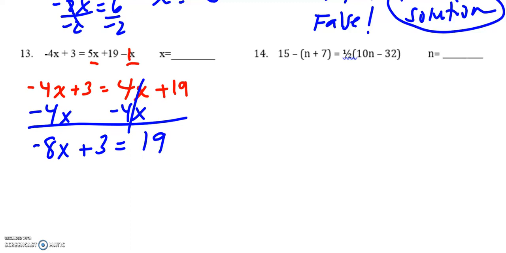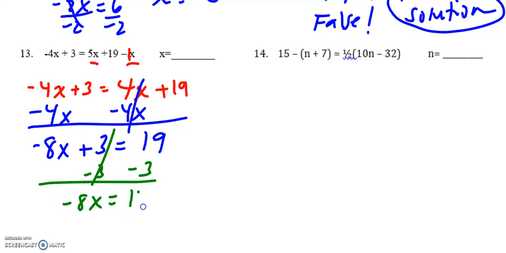If I keep solving, I would subtract 3. Negative 8x equals 16. Divide by negative 8. So x looks like it is negative 2. That is a weird 2. Let me erase that. There we go.